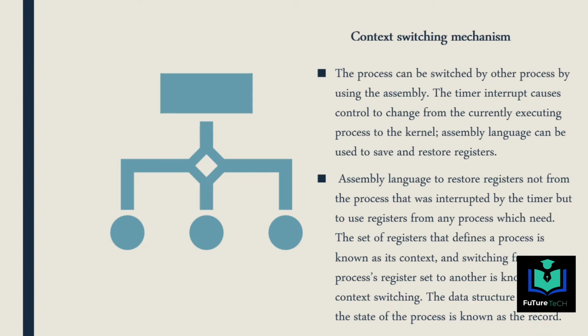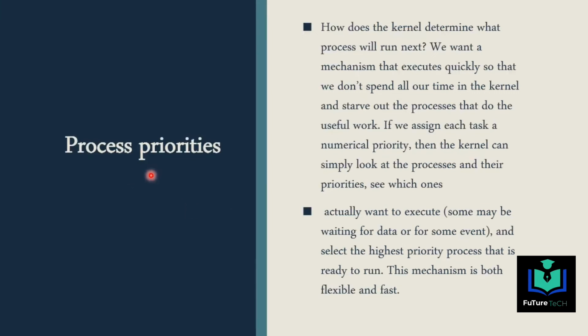Okay. So the next thing is process priorities under preemptive scheduling. How does the kernel determine what process should be run at the next moment? You know the kernel is the part of the operating system that makes the decision to submit the CPU to either of the tasks, right?